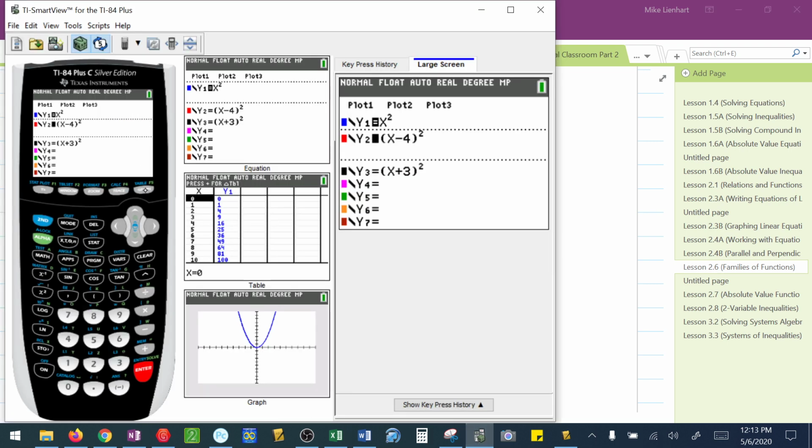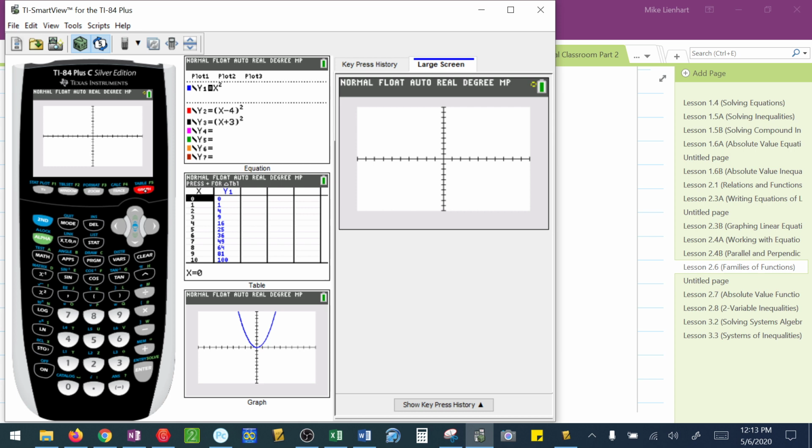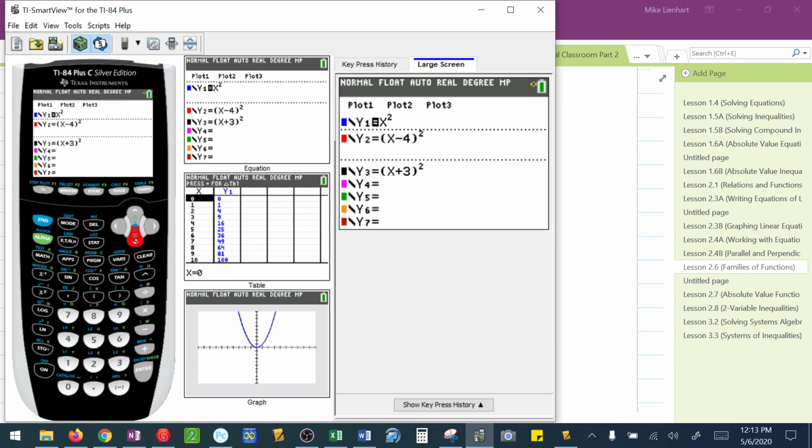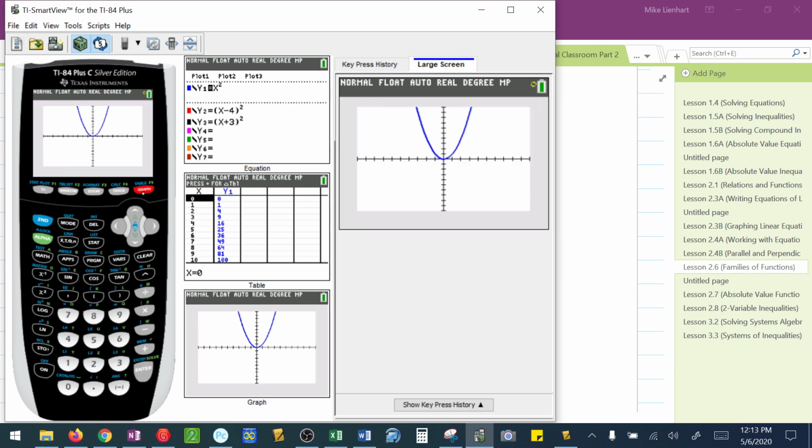All right, on my graphing calculator, if I look at this first graph, this is the parent. This is y equals x squared. Now, if I go back to my y equals, and I turn on the x minus 4 squared, turn that one on, and then graph it. Here's our parent still. We said that that's going to move it right, and you can see that red graph moved the blue graph 4 units to the right.